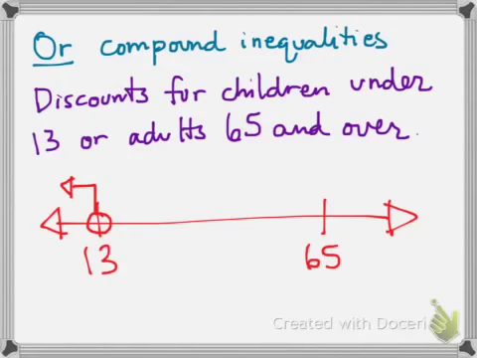It also says adults 65 and over, so I would use a closed circle because it includes adults who are 65 and also adults who are over 65. So I would use a closed circle. So my graph would end up looking something like this.